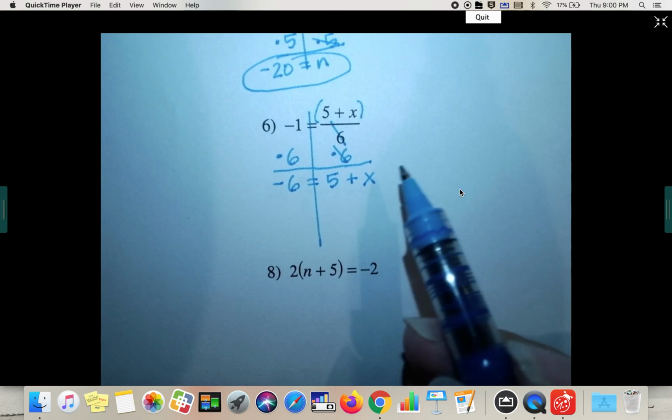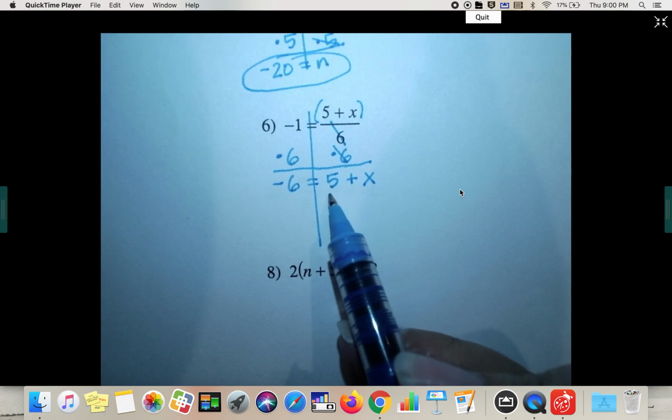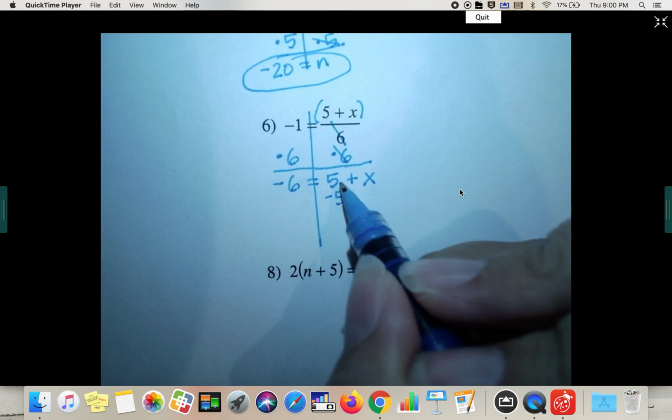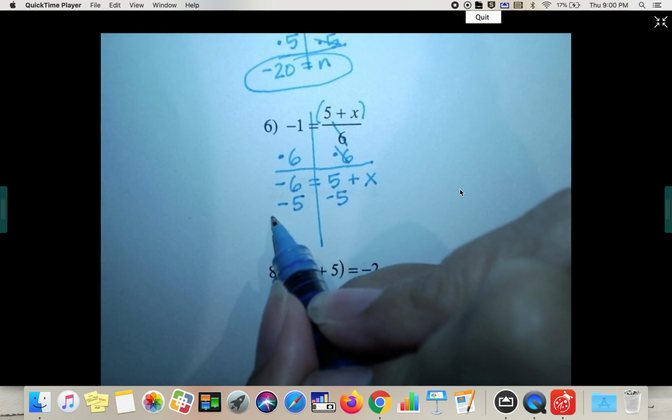And now, what is happening with x? How do we get something over here to cancel and go away? It's +5, so you are going to subtract 5. It's +5, so you make it negative, opposites. Minus and negative are the same thing.